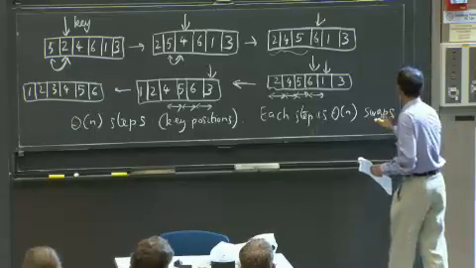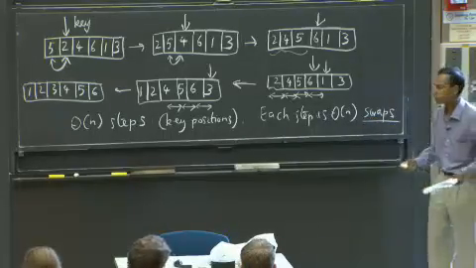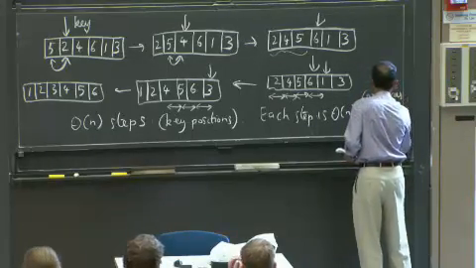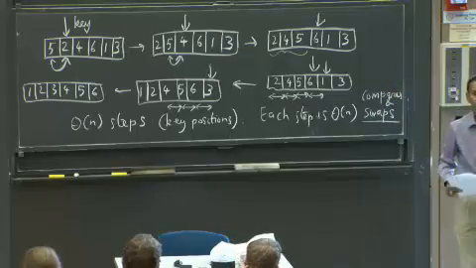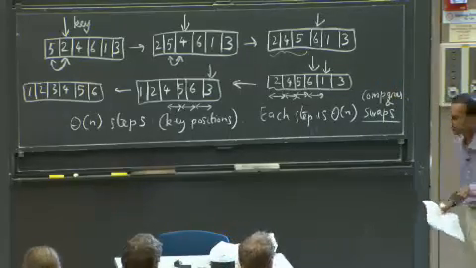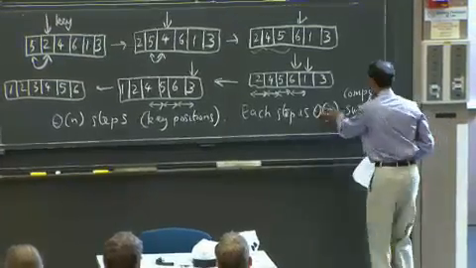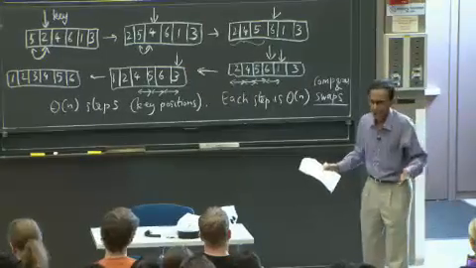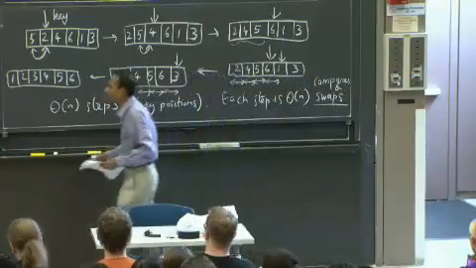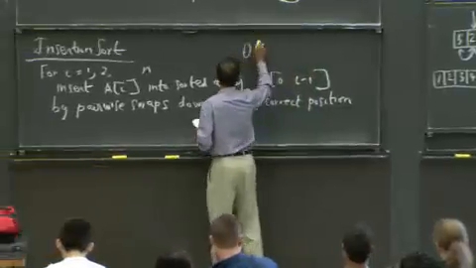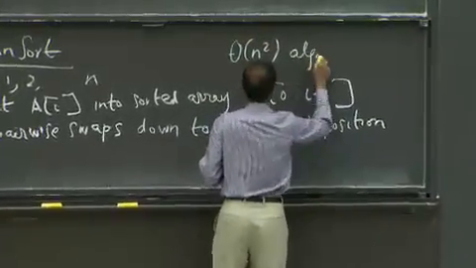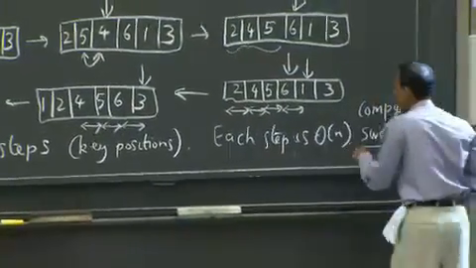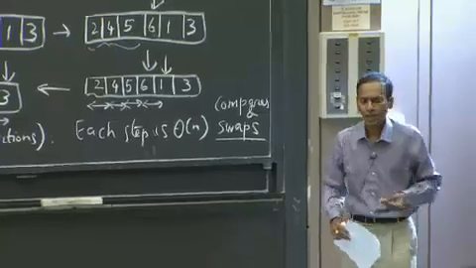Okay? And when I say swaps, I could also say each step is theta n compares and swaps. All right? And this is going to be important because I'm going to ask you an interesting question in a minute. But let me summarize. What I have here is a theta n square algorithm. The reason this is a theta n square algorithm is because I have theta n steps, and each step is theta n. When I'm counting, what am I counting in terms of operations?